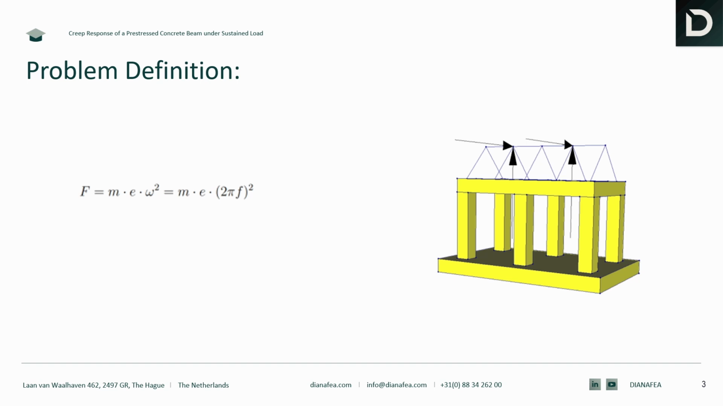As you can see on the screen, the formulation for the imbalance force is presented. The M in this formulation represents the rotating mass, E is the eccentricity, and F is the frequency of the rotation. One important design consideration here is the vertical vibration amplitude at the base of the foundation. We want to make sure that it doesn't exceed 80 microns, and that is our limit in this simulation.